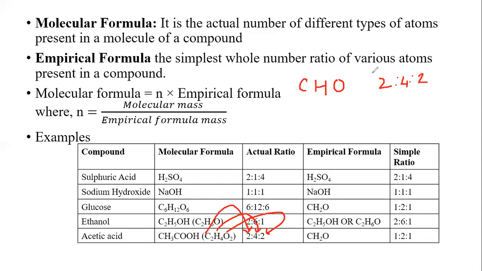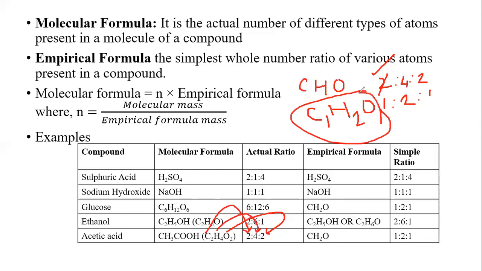If we convert this ratio into the simplest form, it will be equal to 1:2:1. This is the ratio of carbon, hydrogen and oxygen. So we will get the formula as CH2O, not the molecular formula but the empirical formula. This formula gives the ratio of elements present in the simplest form, which is called the empirical formula.